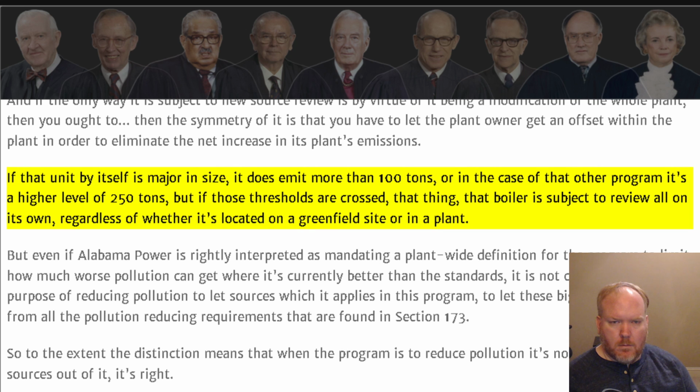But if that unit by itself is major in size, if it does emit more than 100 tons, or in the case of that other program, a higher level, 250 tons, and those thresholds are crossed, then that boiler is subject to review all on its own, regardless of whether it's located on a greenfield site or in a plant.